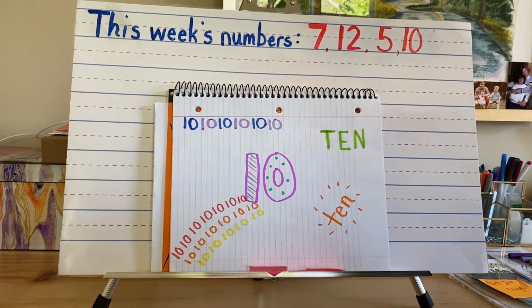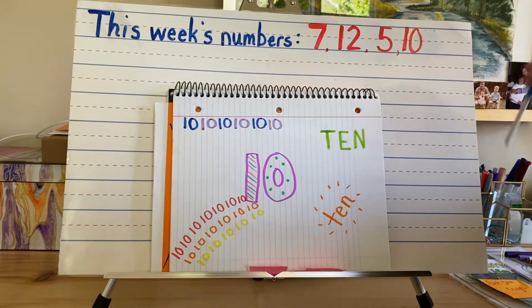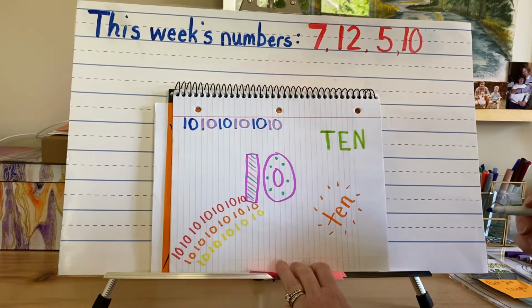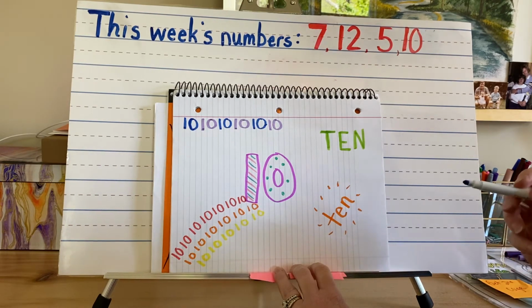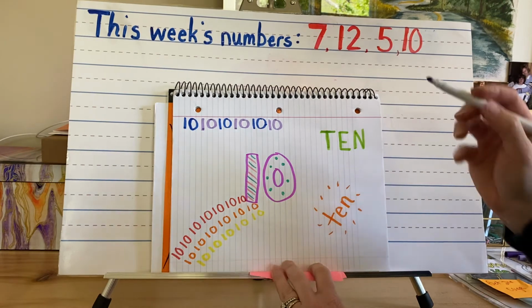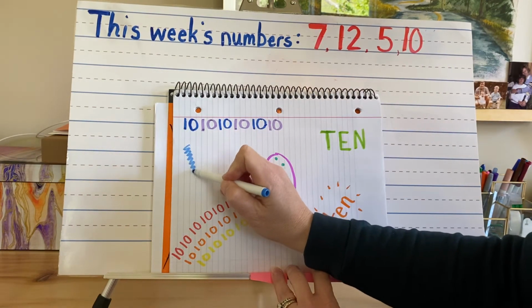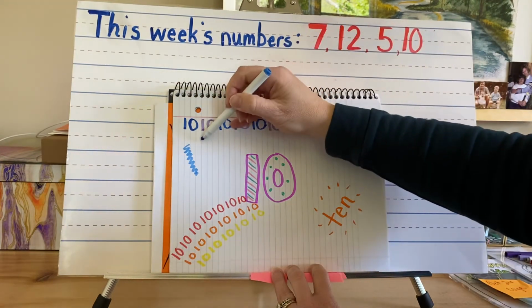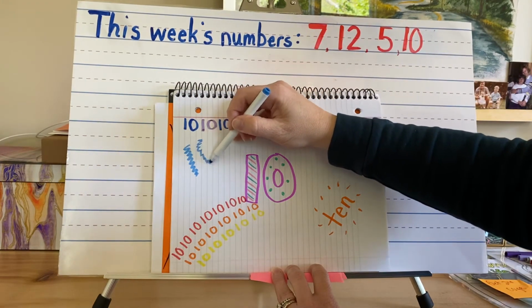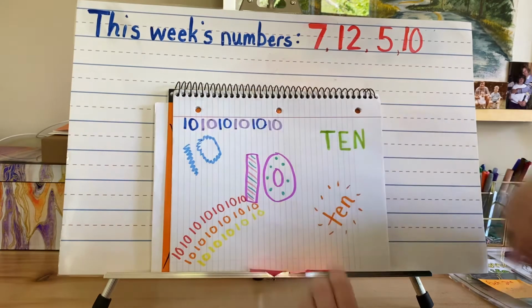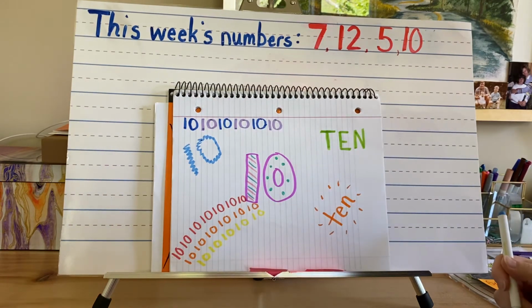Okay, what other fun things can we do with 10? Maybe there's a fun way you can write the letters. So here we have 10 and 10. So maybe you could make squiggly letters or squiggly numbers, right? So we could make a 10 like this. We could say, that's a 1. And then we can make a squiggly 0. 10. Isn't that fun? 10.